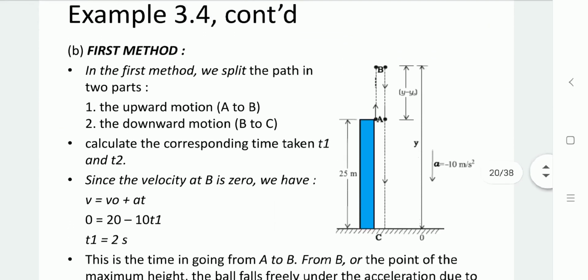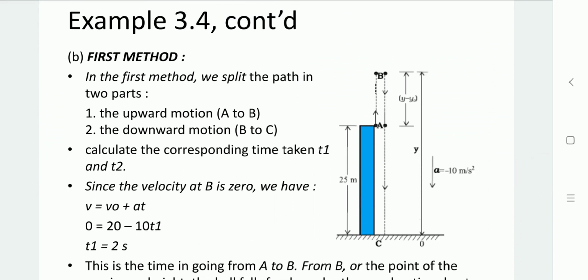In that method, we are going to split the path into two parts, A to B and B to C. A to B is the upward motion of the ball. The ball is moving upward from the height of the building. After reaching position B, the ball is moving downward towards the ground at point C. So here, we first calculate the times taken, T1 and T2.